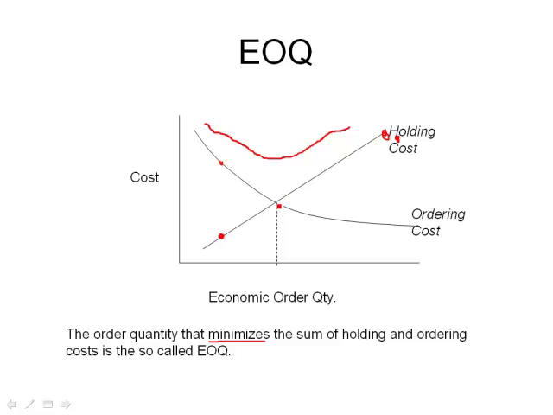And the minimum point is going to be where these curves intersect. So where my holding costs are equal to my ordering costs, that's the amount that minimizes the sum of those two costs, and that's the cost-minimizing order quantity, or the order quantity that I should place every time I place a reorder. That's the basics, from a conceptual standpoint, of the economic order quantity calculation or model.